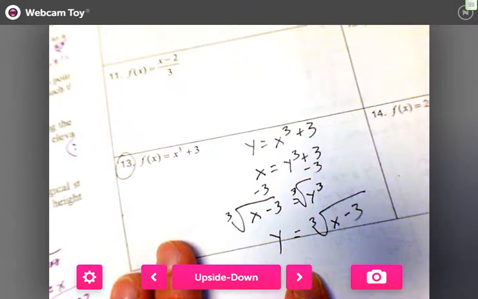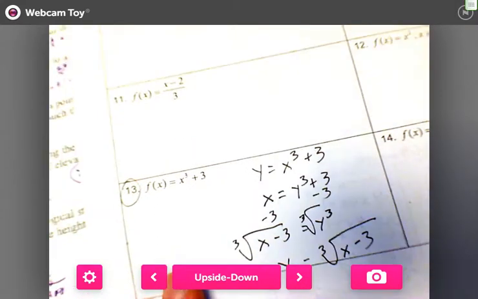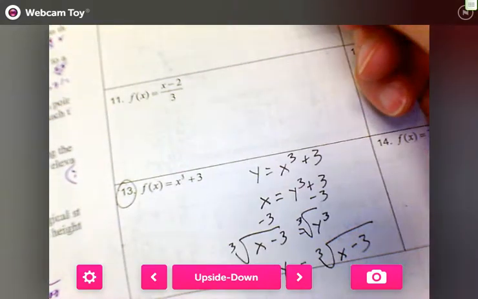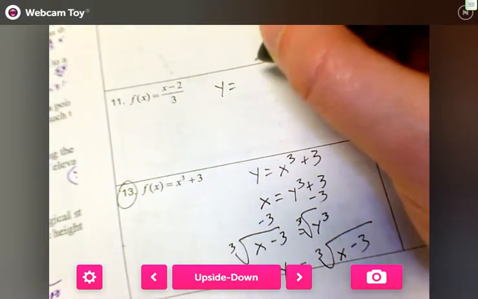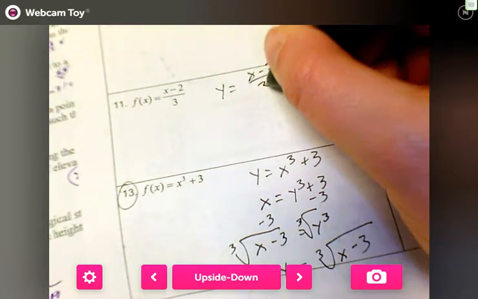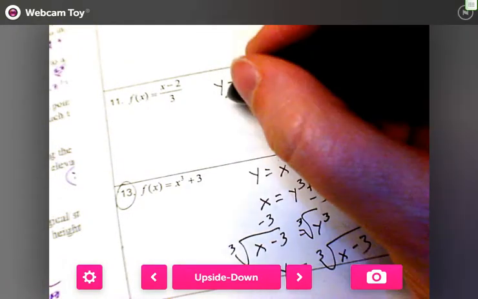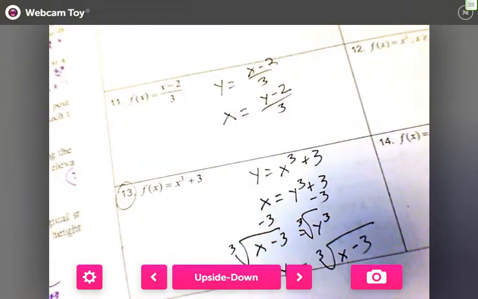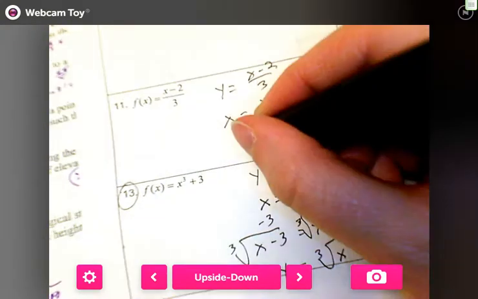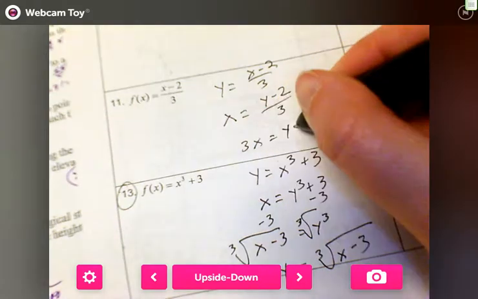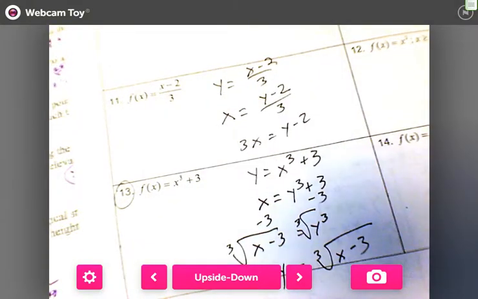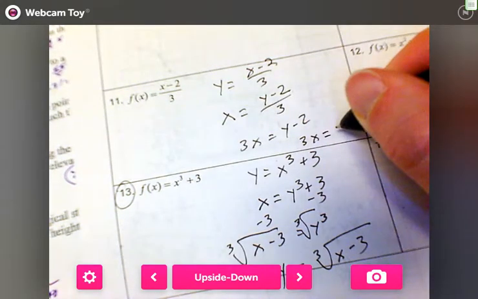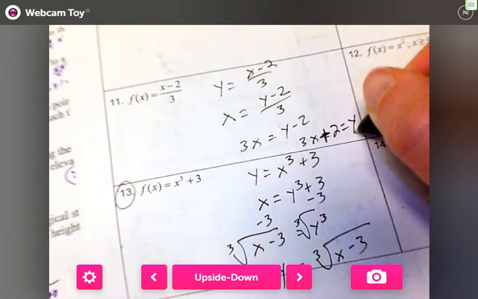Okay, do you want to do number 11? Because it has that weird divide by something? Okay, what's the first thing I'm going to do? y equals x minus 2 over 3. Now what do I do? Change them. So it becomes x equals y minus 2 over 3. Now what do I do? Multiply by 3. Good. So we got 3x equals y minus 2. Now what do I do? Plus 2 on both sides. Yep. 3x plus 2 equals y. Or y equals 3x plus 2.